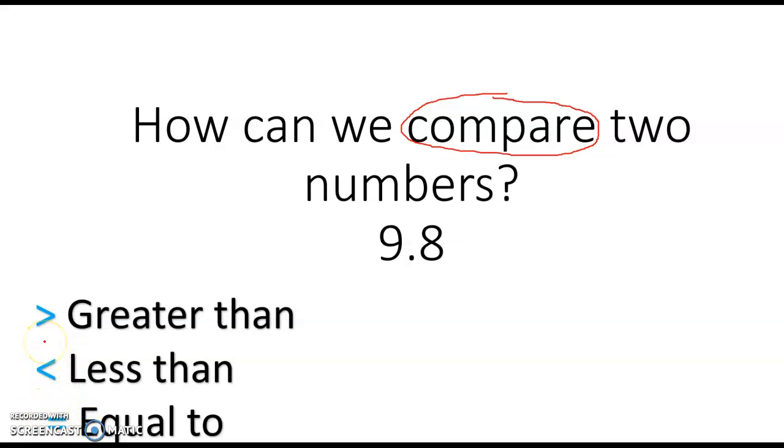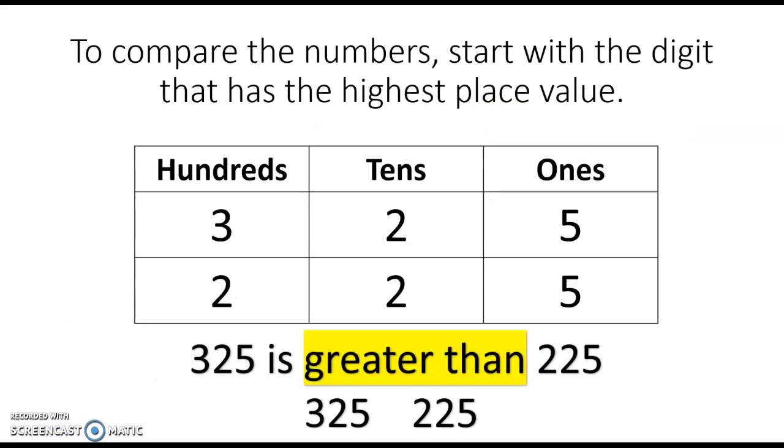So you've probably learned in the past that the symbol eats the bigger number. This is the greater than symbol. This is the less than symbol. And this symbol means equal to. When we compare digits or numbers, we start with the digit that has the highest place value.